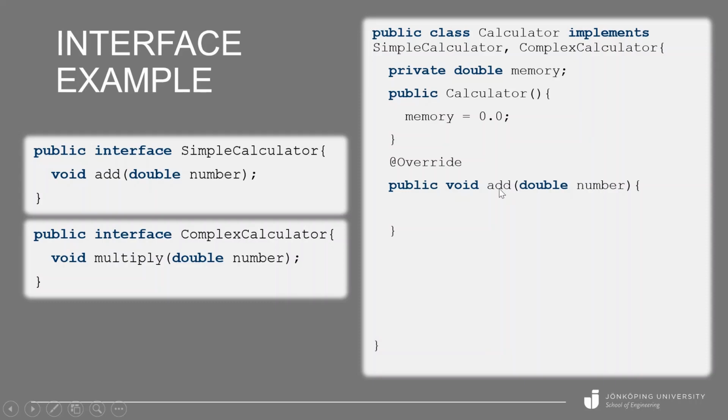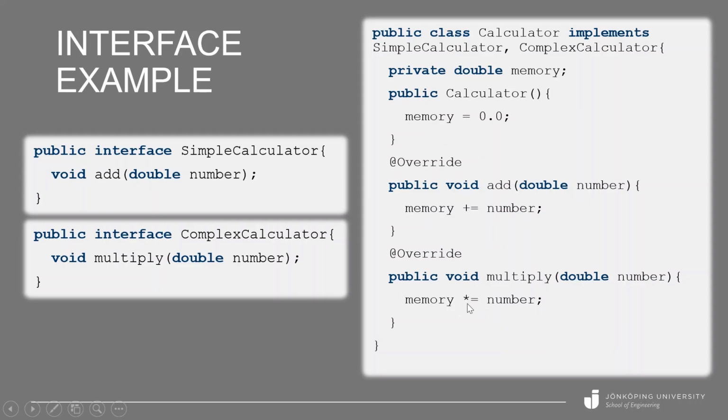Then here we implement the add method from the SimpleCalculator interface. And since we override an abstract method, we have this Override annotation again. So here we simply say that the memory variable plus equals number, and then we implement the multiply method from this interface. And here of course we say memory variable times equals number.